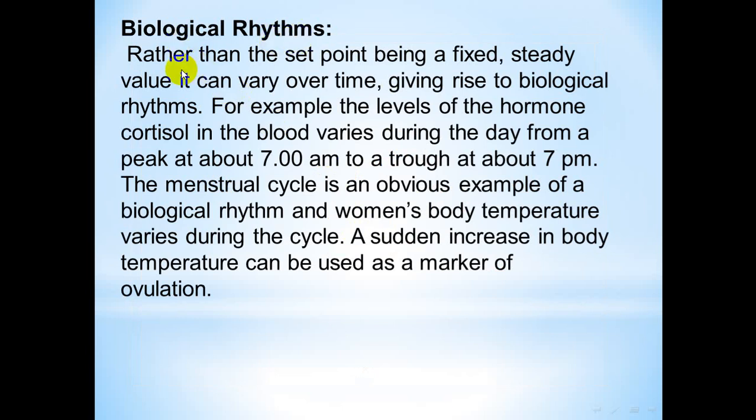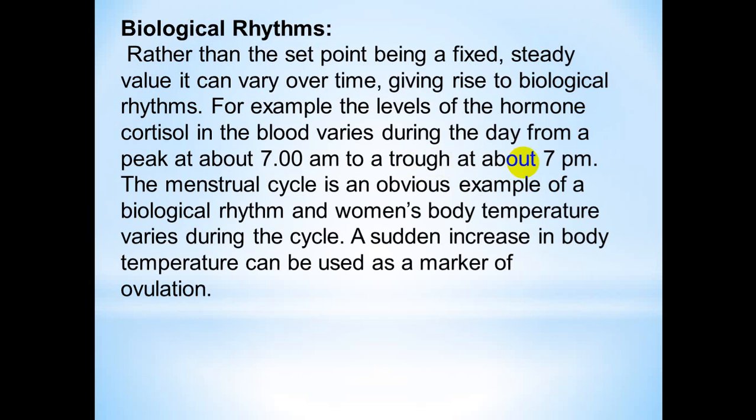Biological rhythms: rather than the set point being fixed, steady values, it can vary over time, giving rise to biological rhythm. For example, the level of the hormone cortisol in the blood varies during the day from a peak at about 7 a.m. to a drop at 7 p.m. إذن الرتم هنا راح يأثر أيضا على مستوى الهرمون داخل جسم الإنسان. مثلا عندنا الكورتيزول يكون أعلى تركيز إلى بالسبعة صباحا وأقل تركيز بالسابعة مساء.